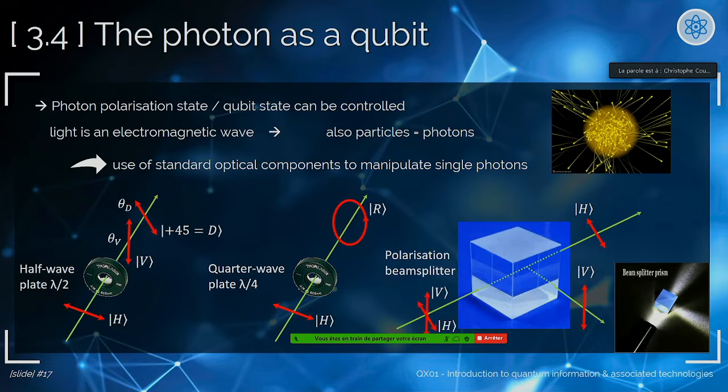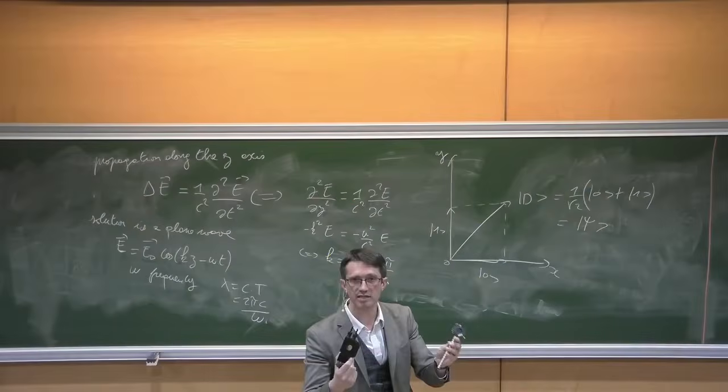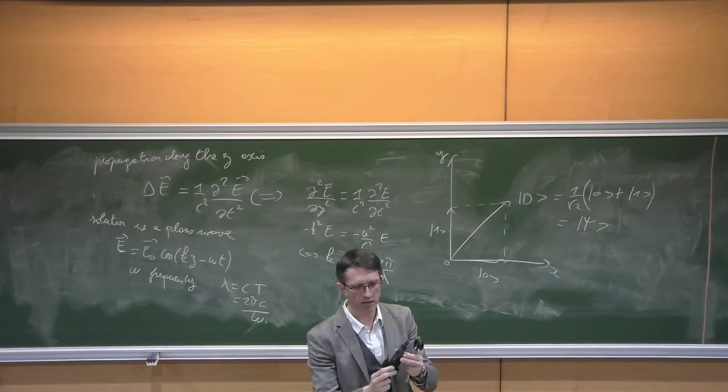So the good thing is, as I said, photons will follow the same rules. That means the good thing is that I can use standard optical components. So those would be standard optical components, which, we've seen an example, are polarizers and various plates.